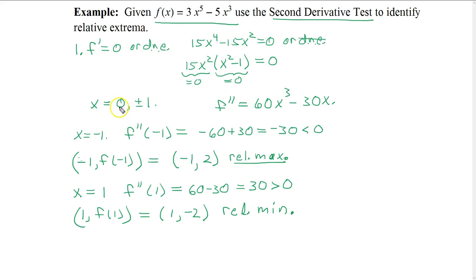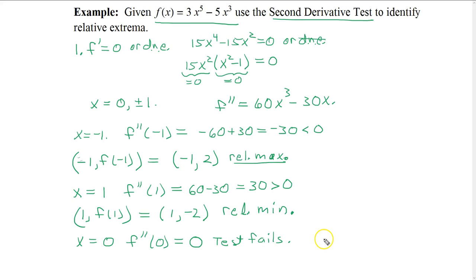Now what if x is equal to 0? Well, if x equals 0, taking the second derivative and putting 0 in here for x, we get back 0. So that means that the test fails. We have no idea whether 0 is going to be where we have a relative max or a minimum. So the test fails.